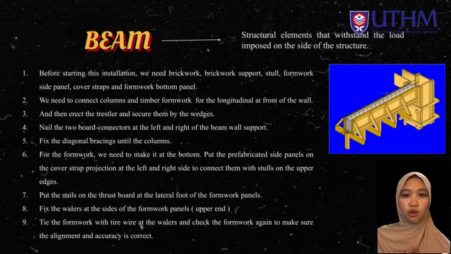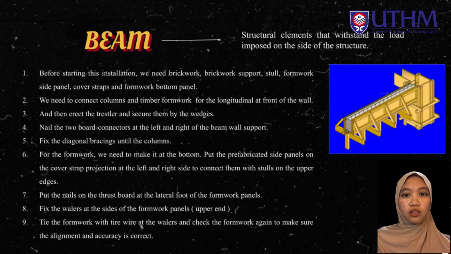First, we need to connect the column and timber formwork for the longitudinal at the front of the wall, and then erect the trestles and secure them with wedges. After that, nail the 2 board connectors at the left and right of the beam wall support. We have to fix the diagonal bracing after the column. For the formwork, we need to make it at the bottom.